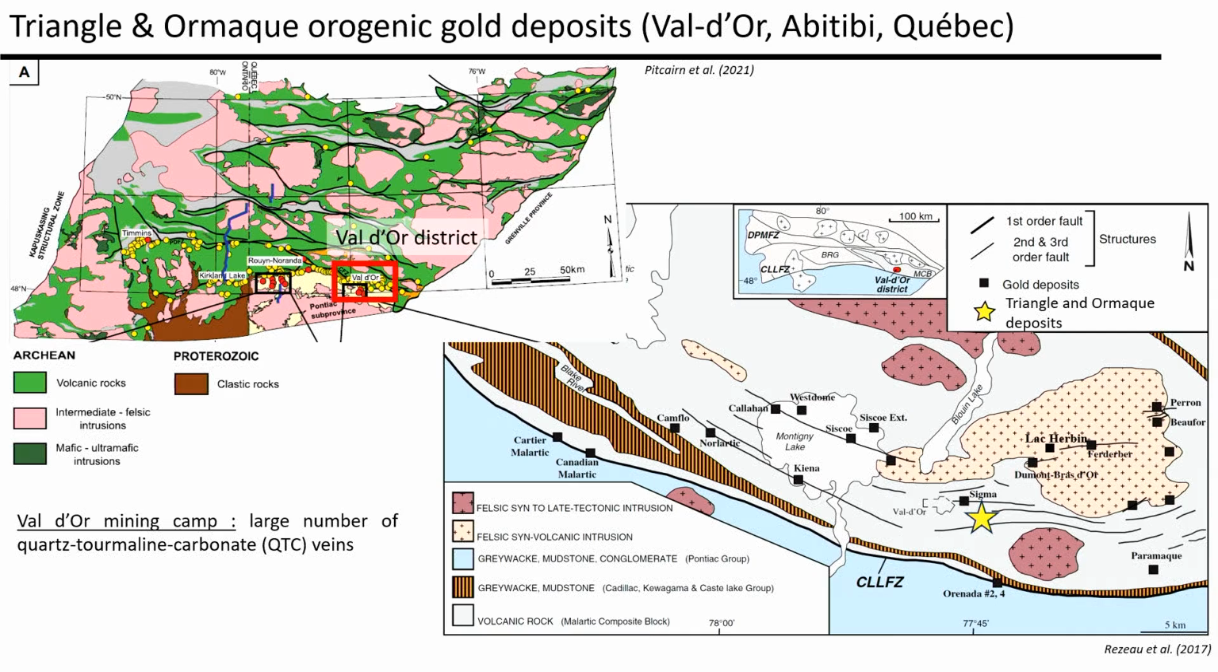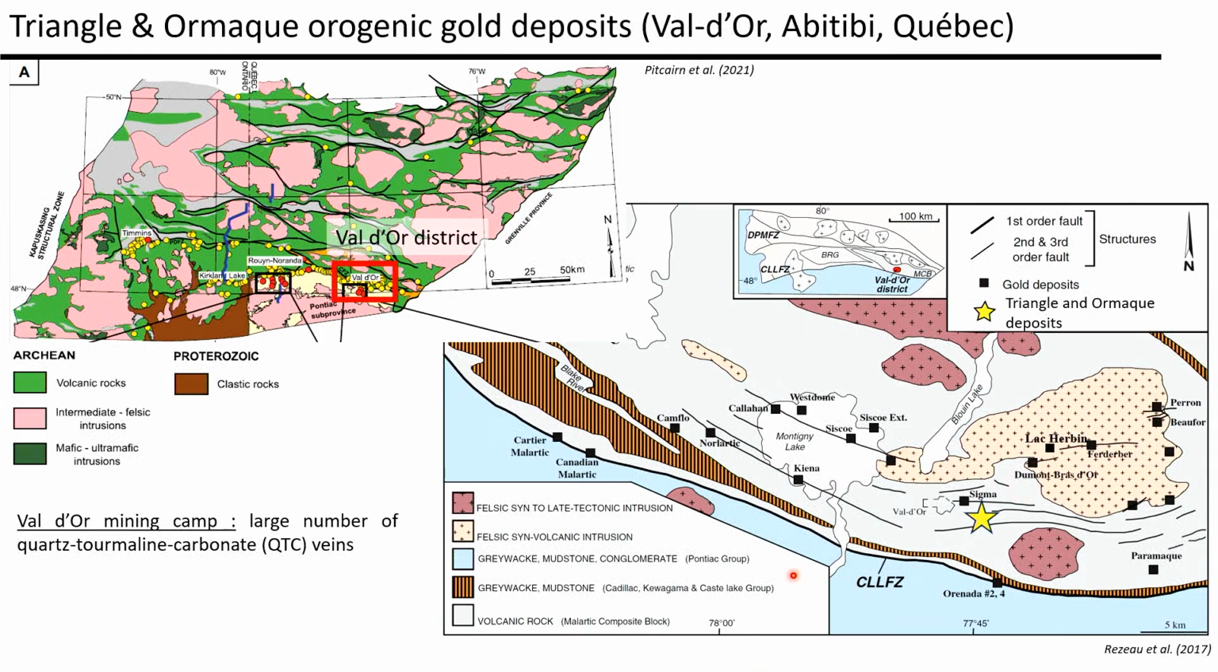So here, the Triangle and Ormaque are two orogenic gold deposits, and they are located in the Abitibi greenstone belt, southeast of the Superior Province. They are located in the Val-d'Or district, which hosts numerous gold deposits along the major Cadillac-Larder Lake fault zone. And these orogenic gold deposits are hosted in volcanic rocks, felsic volcanic rocks, and late tectonic intrusions.